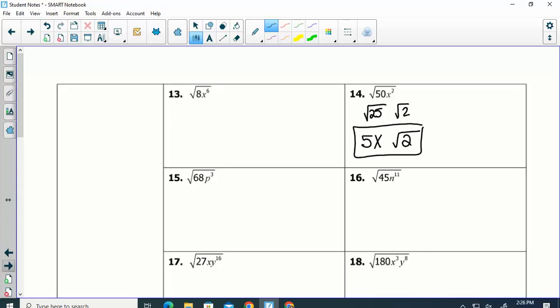Okay, 45, let's talk about it. How do we break that up? 9 times 5. Okay, square root of 9 is 3. We can't do the square root of 5. Now let's talk about the variables. If you have 11 socks, how many pairs do we make? 5. So 5 come out and 1 left over.